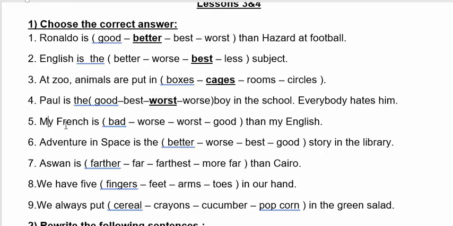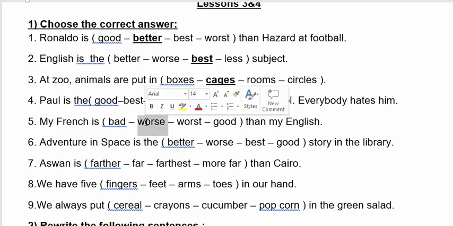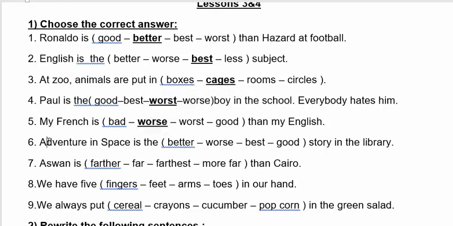Number 5, my French is bad, worse, worst, good than my English. Look at than, so it will be a comparative form. And here we have the comparative form worse than. My French is worse than. The answer will be worse than.